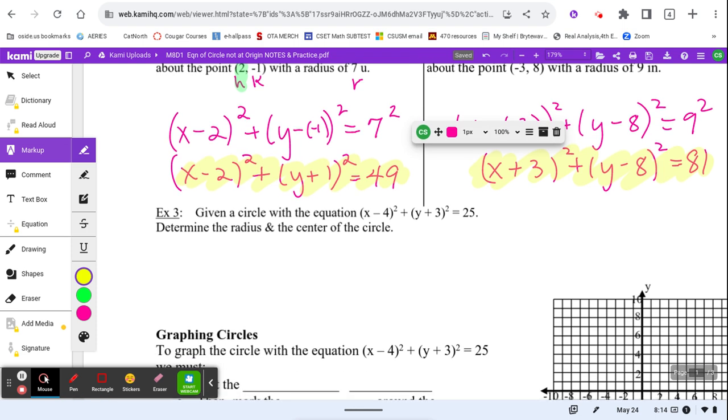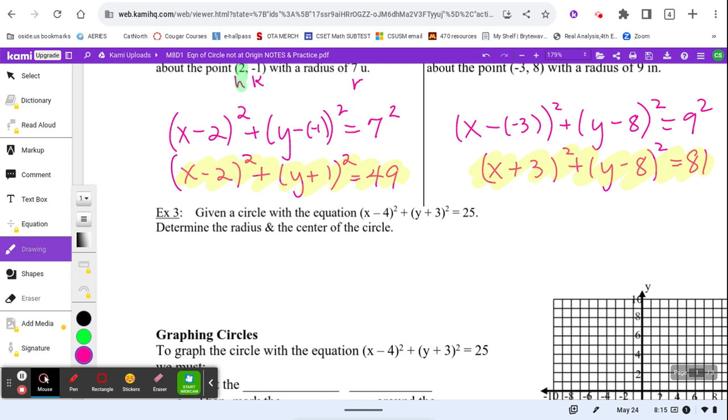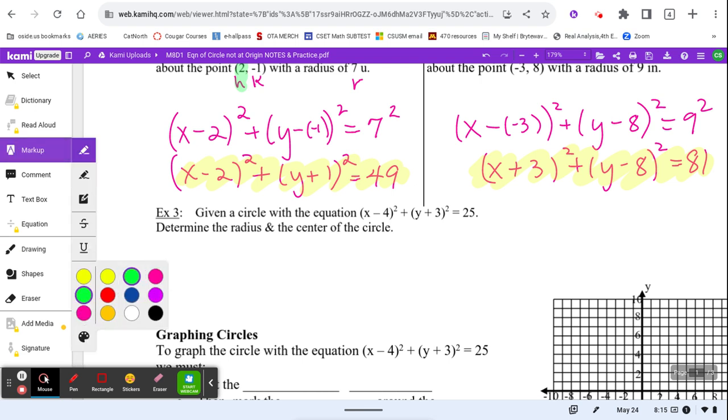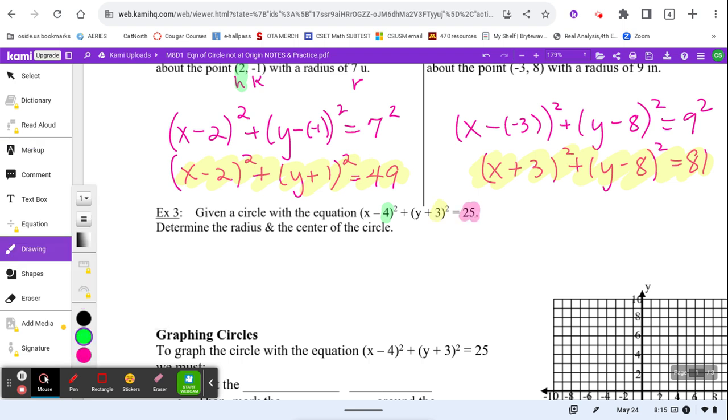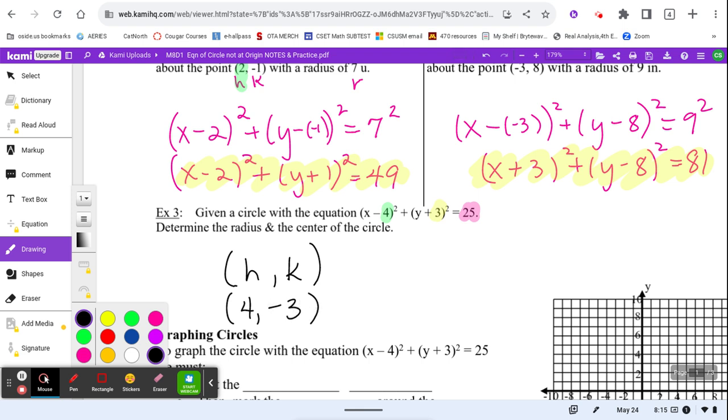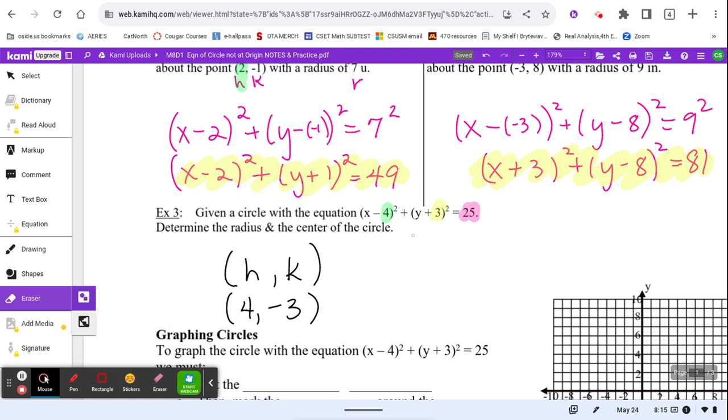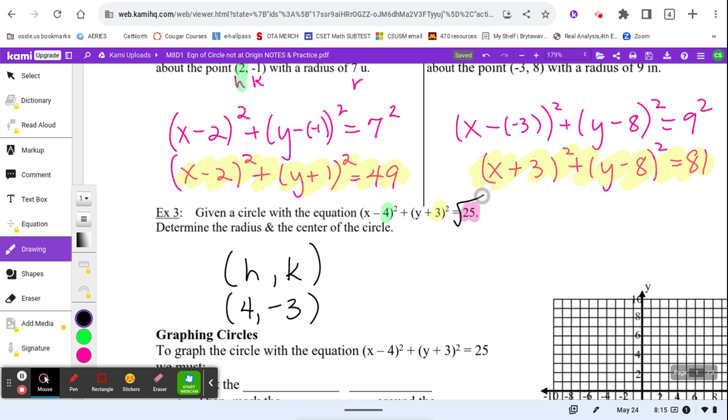Now, given a circle with this equation, get the radius out and get the center out. So again, what am I focusing in on here? I'm trying to focus on the h, I'm trying to focus on the k, and I'm trying to focus on the r. So I would say that the center is positive 4, negative 3. Notice that it's the opposite signs from what's inside the parentheses due to the formula having a negative. And then the square root of 25, if r squared equals 25, then the radius is just 5.